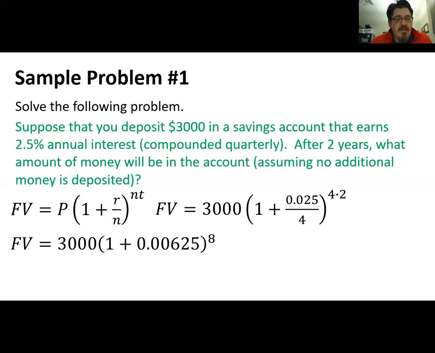Now, in this first step for simplifying, I've actually done 2 things. Number 1, I simplified the exponent. 4 times 2 is 8. So that's taken care of for the power.